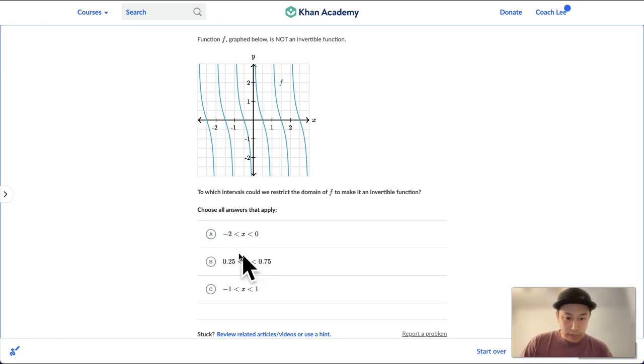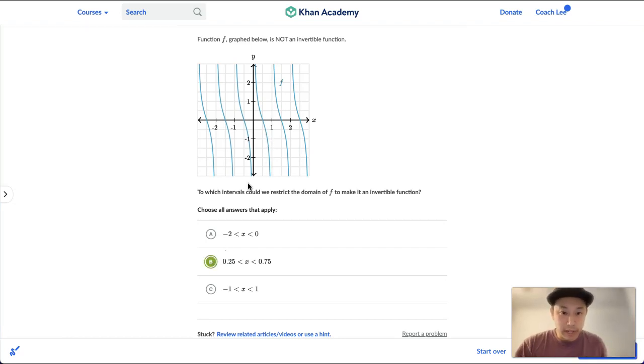We have a smaller interval here. We might have a chance. So between 0.25 and 0.75. 0.25 is about here, and 0.75 is here. So just this little sliver, right? Between these two x values, I am constantly just decreasing. Follow my mouse as close as you can. It's just this little section. So if you isolate just this little section, we're good. It will pass the horizontal line test. It only hits one point at a time.